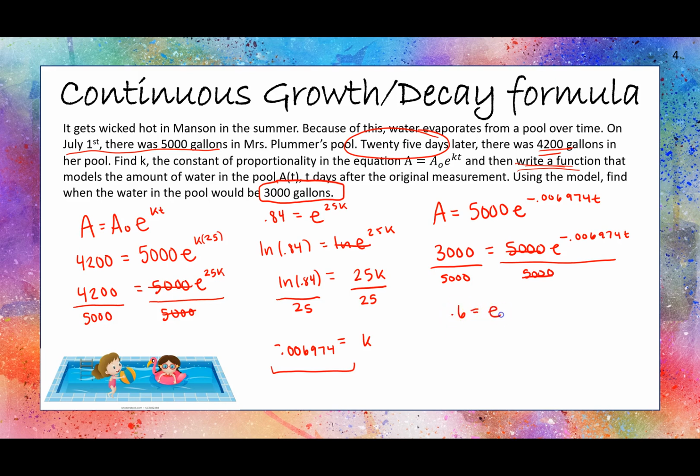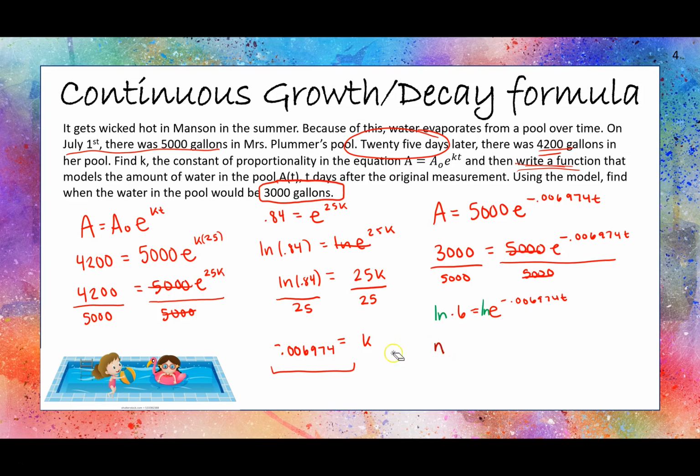Okay, and then we have e to the negative 0.006974t. All right, at this point, we're going to take natural log of both sides, and we're left with ln.